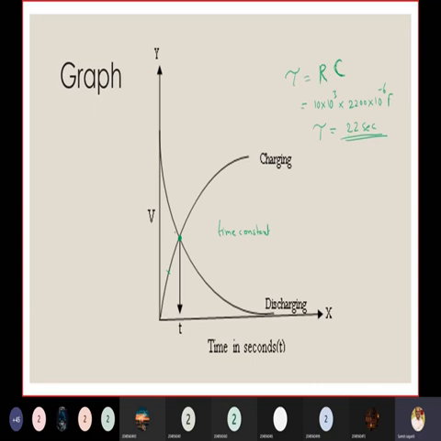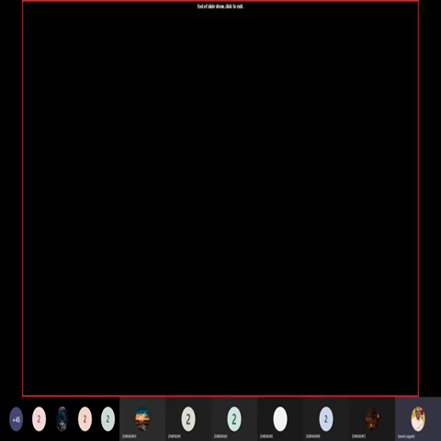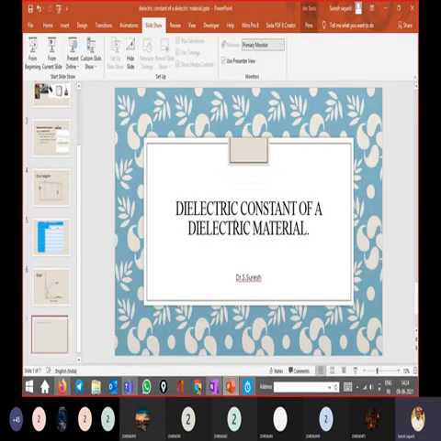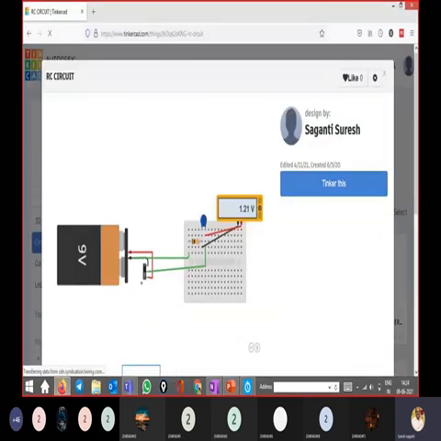Practically, we should get that value by plotting this graph. With respect to time, we have to plot the charging. With respect to time, we should plot the discharging, and where these intersect should be approximately equal to our 22 seconds. Right? So finally, we should get the time constant of the capacitor. Now let me show you the demonstration of the experiment. We have discussed that. Now it is time to go for the demonstration of the experiment.